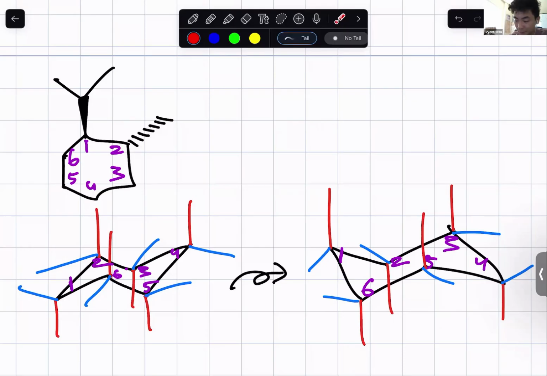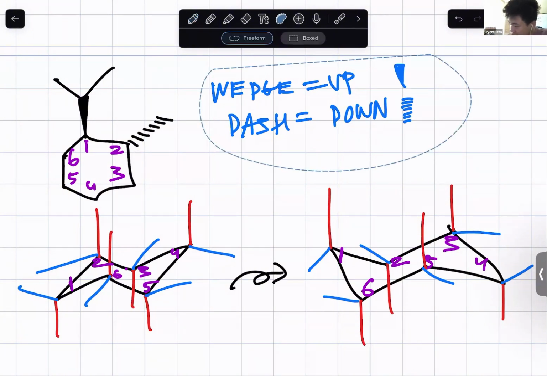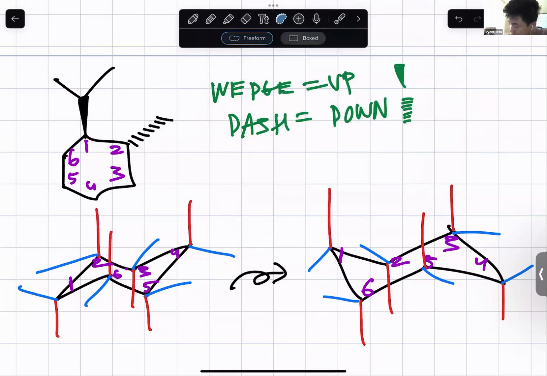So now, what does a dash mean to you? It's going away. It's going into the paper, so it's going down away from you, right? Now think of wedges as up, dashes as down, right? So wedge is up, going up towards you, or dash is into the paper away from you, down, like that. Okay.